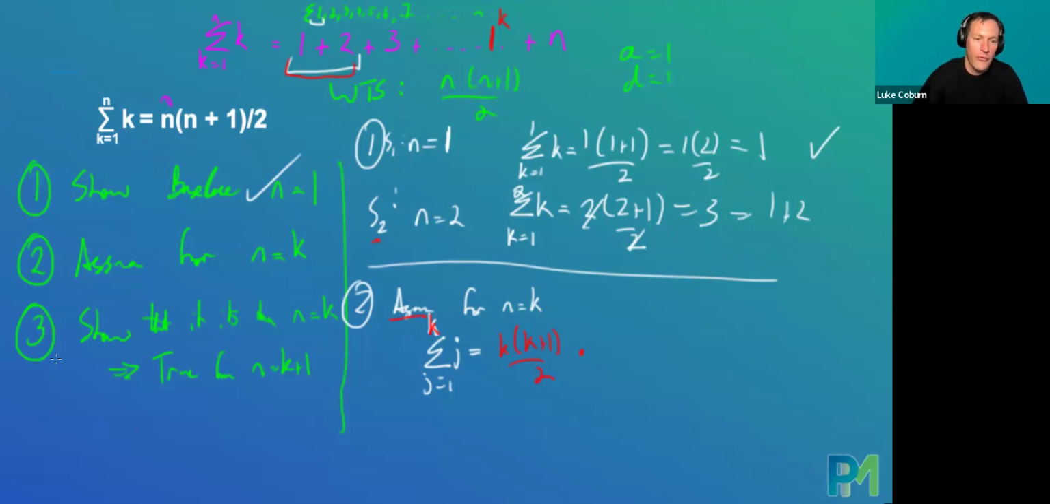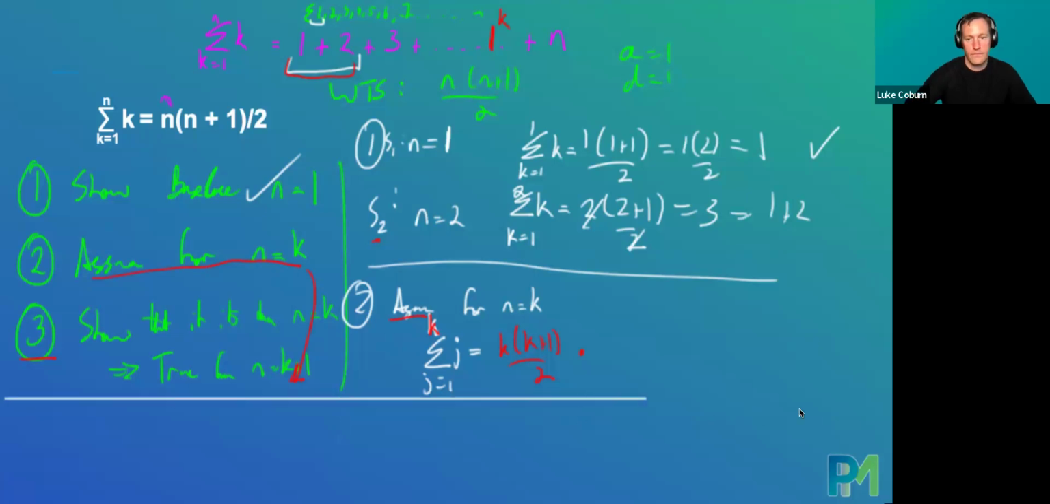Okay, so now we come to step 3. And this piece here is called the induction hypothesis. Basically, your assumption from part 2 is going to go into part 3. That's how this thing works. And then for step 3, so now we're going to show it for k plus 1.